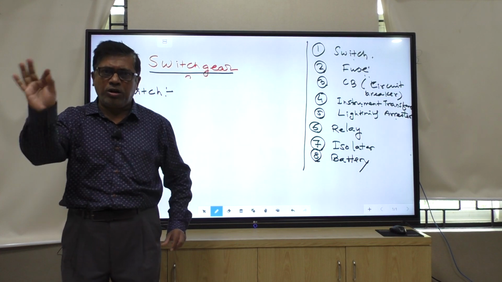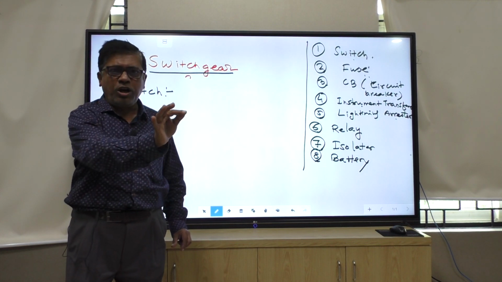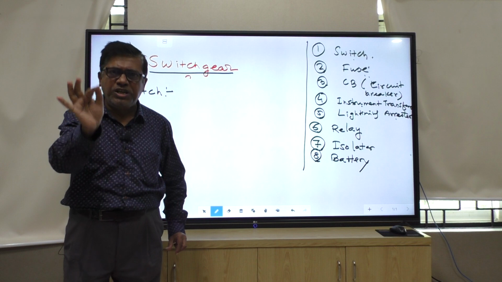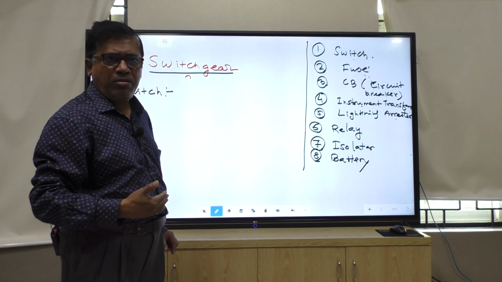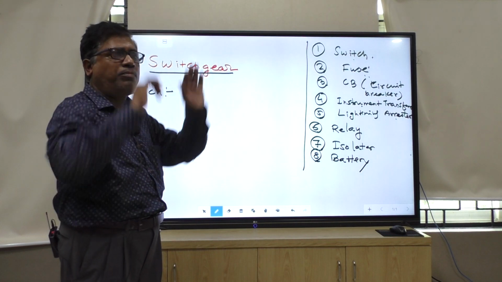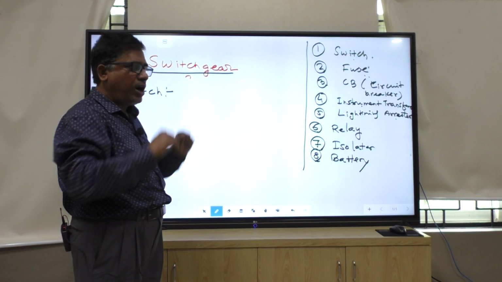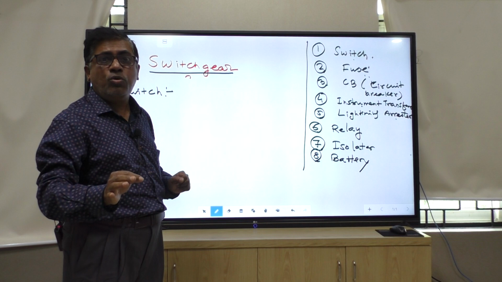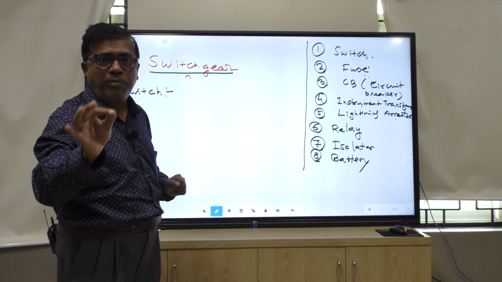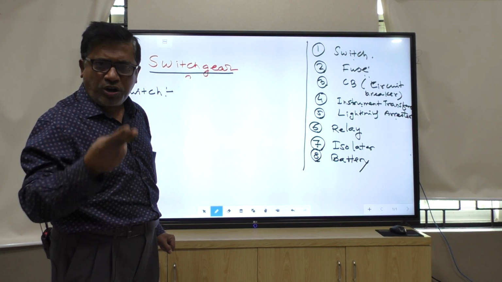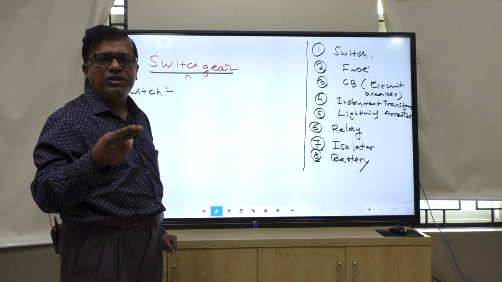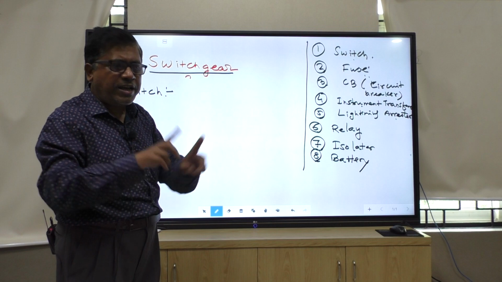Switching means circuit on. When you enter the house and turn the light on, this is switching. What is interrupting? When you go out of the house, you turn the fan off, the light off, the TV off, that is known as switching off or interrupting. So it is a very common word in electrical circuits, particularly in switchgear and protective device: switching and interrupting.